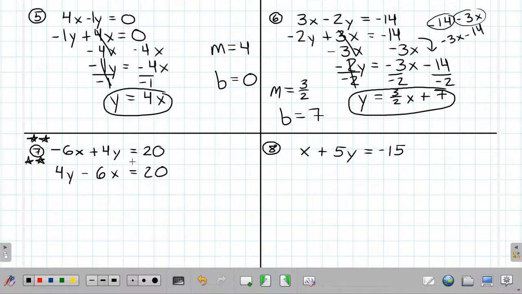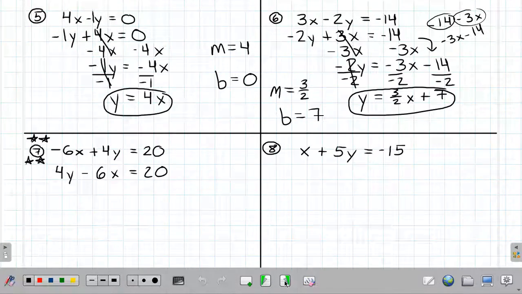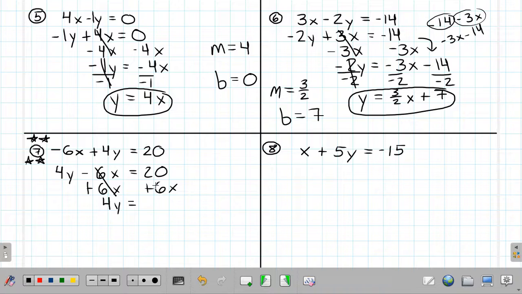Well, now this changes it up a little bit, because every other time we've had to subtract. We had to subtract 4x. We had to subtract 3x. We had to subtract 4x, minus 2x, minus 1x, minus 1x, okay? Well, here, since we're subtracting 6x, we actually have to add 6x to both sides to get rid of that minus 6x. So what we're left with is 4y is equal to 6x plus 20.